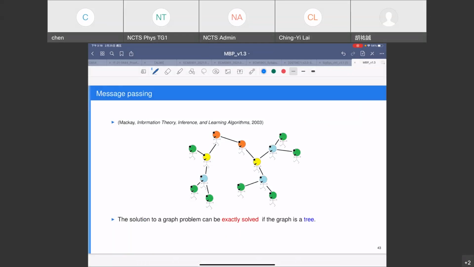Okay, so when the yellow one heard the information from these three, he also gets the information from the green one, so he will tell this one the information. And in the next slide, this orange one will get information from here. So this one will tell information back to the yellow one. And when the yellow one has the information of the orange and the blue, he will tell the green one this information. This is the idea. Okay.